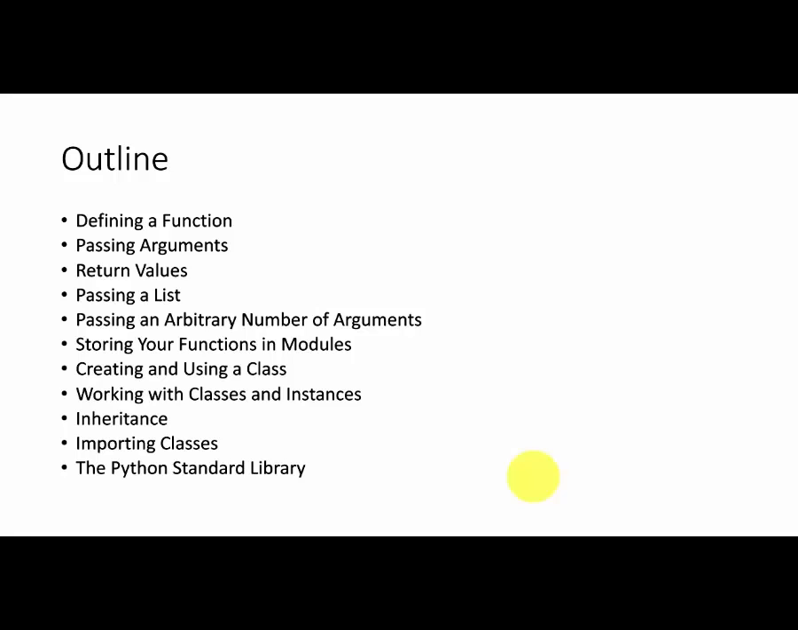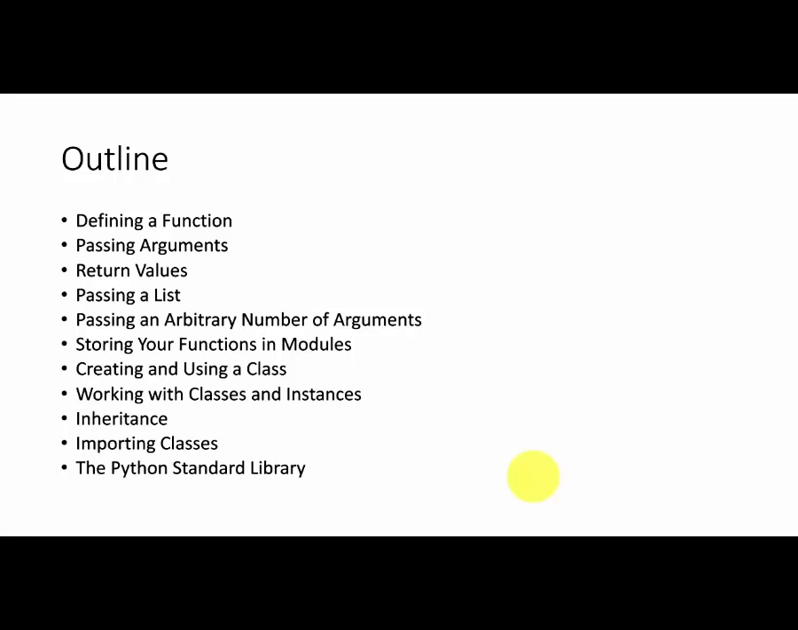Here is the list of all the objectives that we are going to achieve. After completion of this lecture, you will be able to define a function, pass arguments to the function, and return values from the function. Then we'll move on to the next objective, how to pass a list to a function. So far you have seen passing an argument like a string or integer or some other data type. Now we are passing a list.